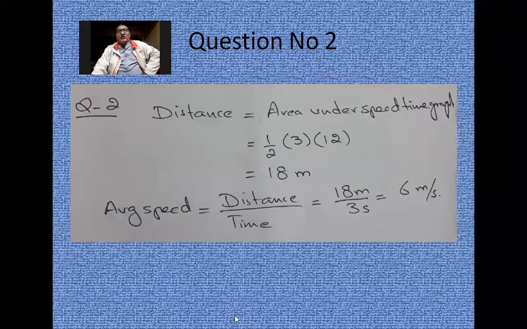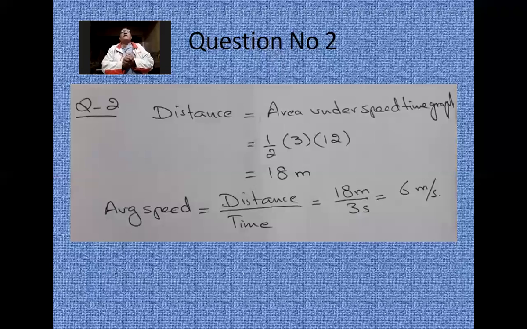So we have question number 2 showing up on your screen. The distance will be equal to the area under the speed time graph, and that will be 1/2 into the base into the height, which is 1/2 into 3 into 12. So it will be 18 meters. So the distance traveled is 18 meters. The time taken is 3 seconds.